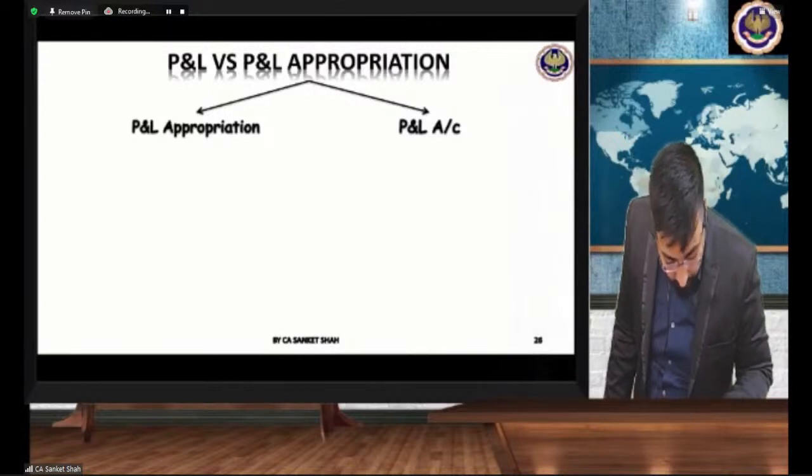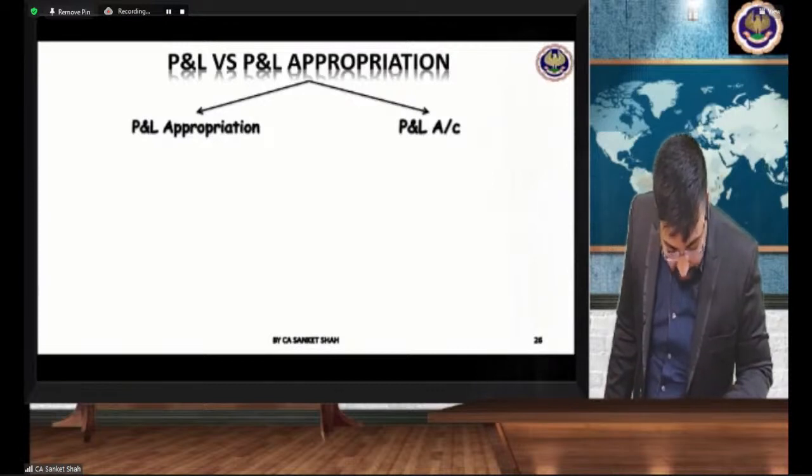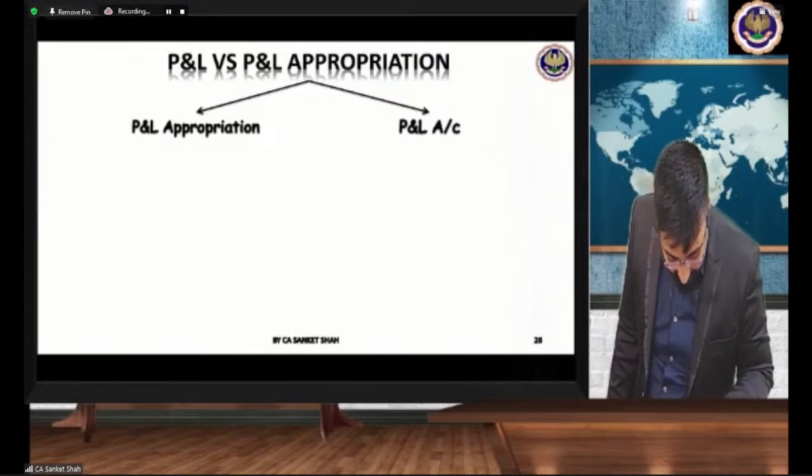Result date, I am not aware, beta. P&L account, those which are charged against profit. Okay. Extension of P&L account. Okay.